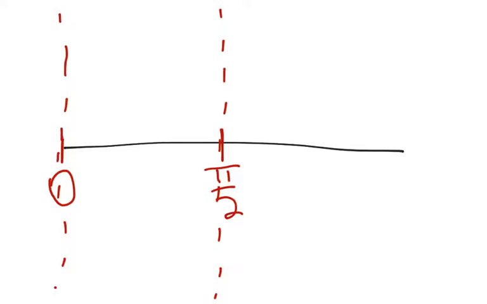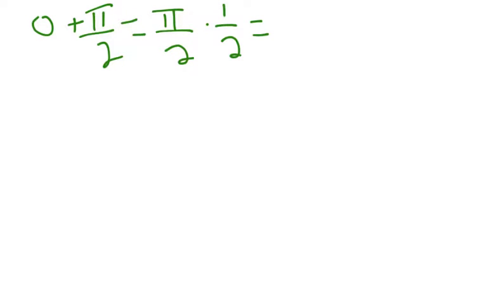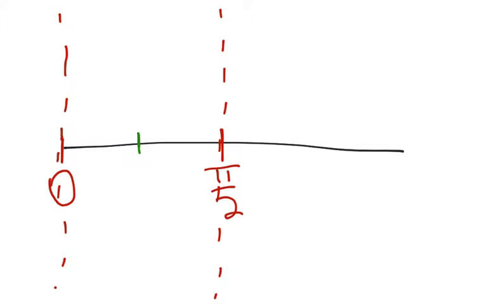Okay, well, I still need to find my middle point. So I do that the same way. I go 0 plus pi over 2, which is pi over 2. And then I divide it by 2 or multiply by 1/2, so I get pi over 4. Okay, so my middle point becomes pi over 4.